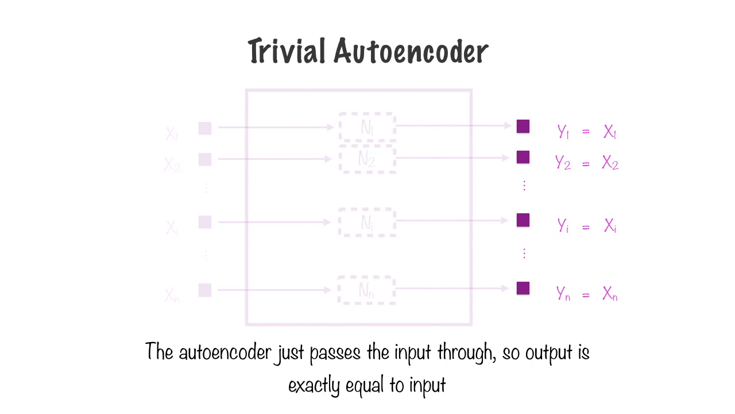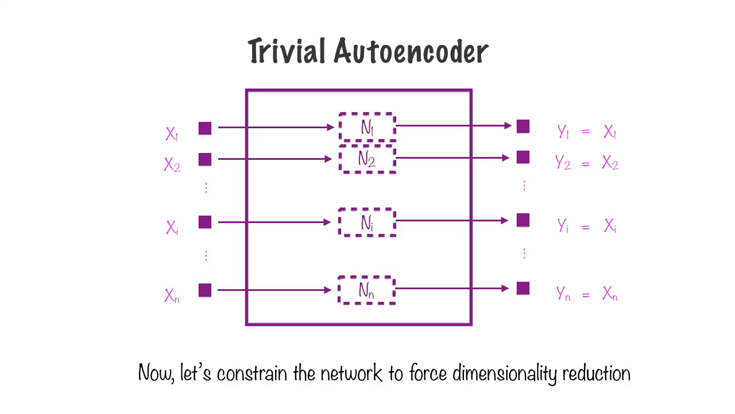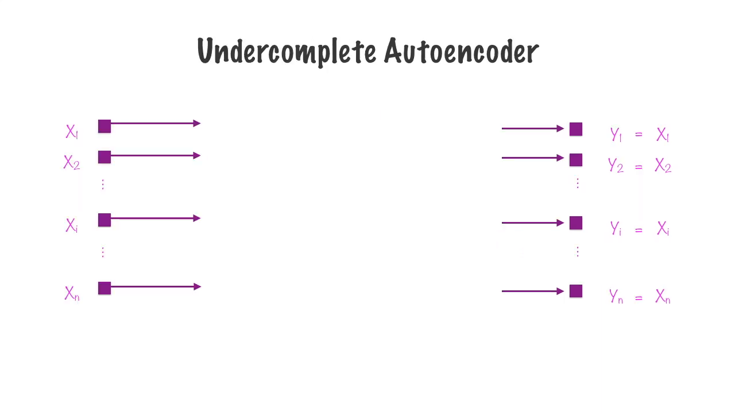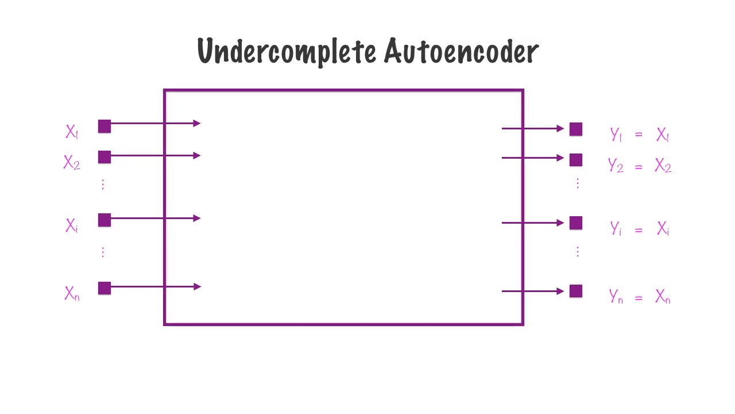And this trivial autoencoder simply copies the input to the output. So the output is exactly equal to the input. It's a perfect reconstruction, it's a lossless reconstruction. This trivial autoencoder achieves exactly nothing. There is no change in the dimensionality of the input. The autoencoder hasn't learned anything. We can now move on to constraining this neural network to force the input to be represented with lower dimensionality.